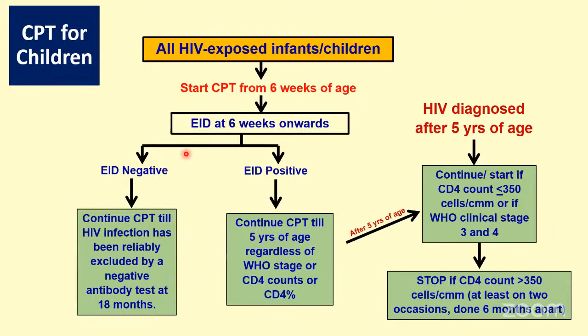staging and CD4 count. After 5 years, or for any child who is diagnosed after 5 years of age, look at their CD4 count and their clinical staging. If CD4 count is less than 350 or clinical stage is 3 or 4, you continue CPT prophylaxis till such time when your CD4 is more than 350 on 2 occasions and your clinical staging has come down to stage 1 or 2. So this is your cotrimoxazole prophylaxis in a nutshell.